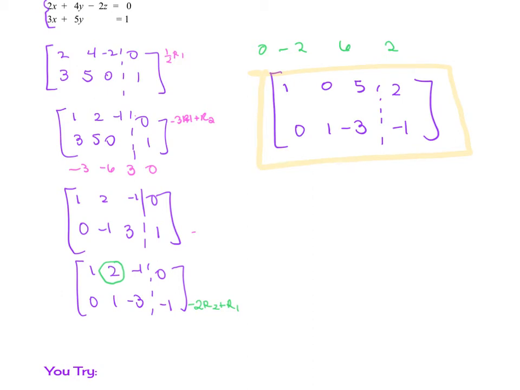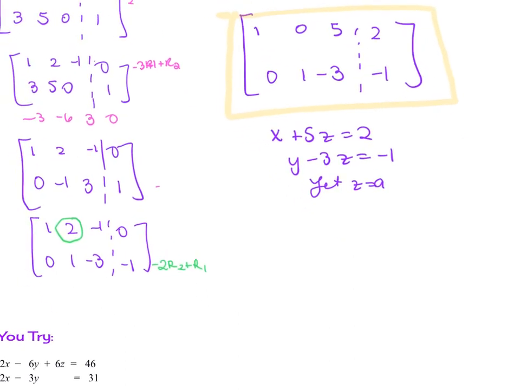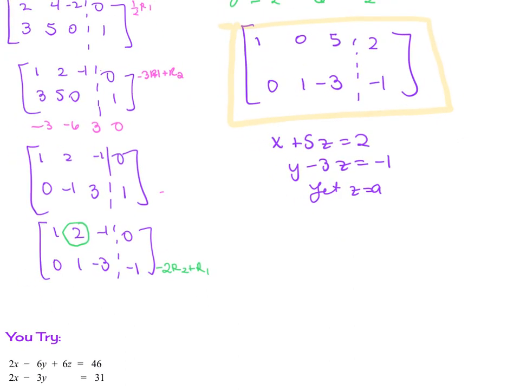That is what we want. And now we know it's an infinite system because it's non-square. So let's rewrite this back as a system. This is x plus 5z equals 2, and then we get y minus 3z equals -1. So what we're going to do is let z equal a, just to make it consistent. So z equals a, and then we're going to solve for each of these pieces.